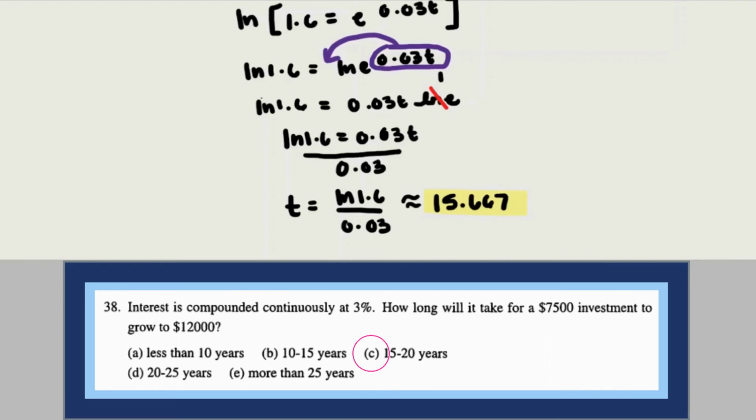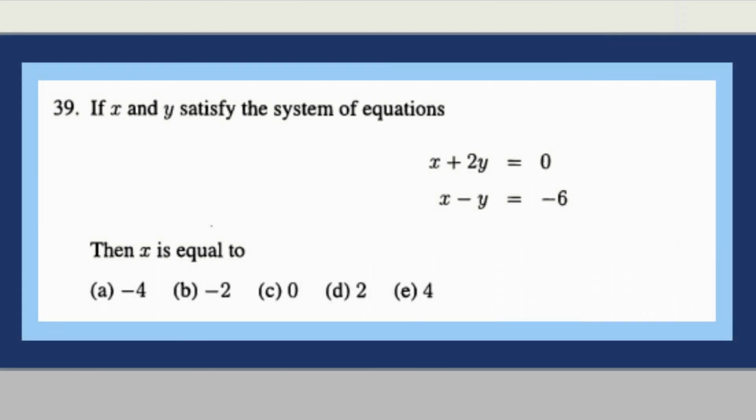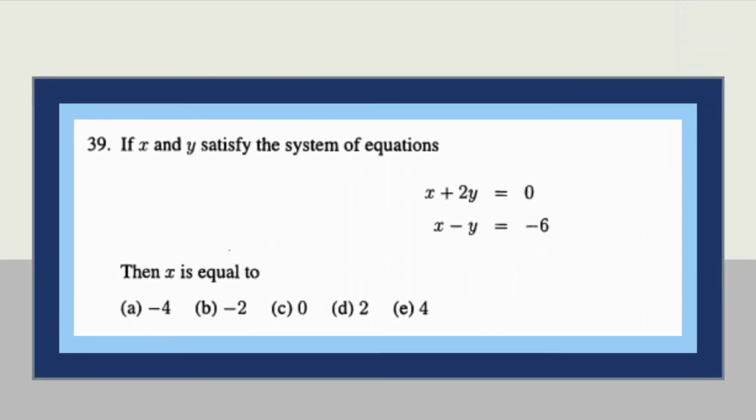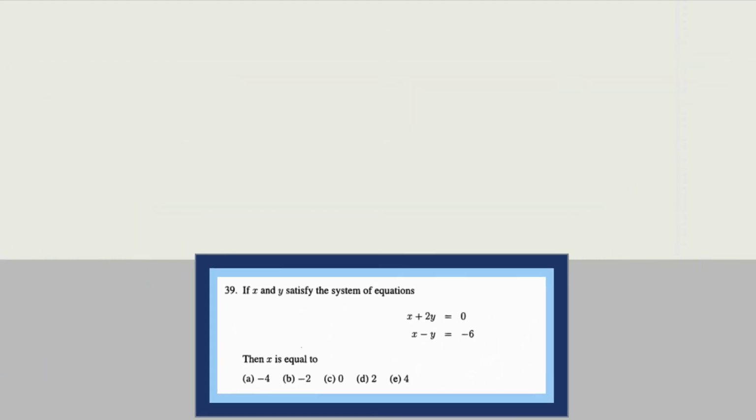Alright guys, so now we're going to move on to question number 39. For question number 39, it says if x and y satisfy the system of equations, and we have x plus 2y equals 0, and x minus y equal to -6, then x is equal to... Okay, so I'm going to write this system of equations down.